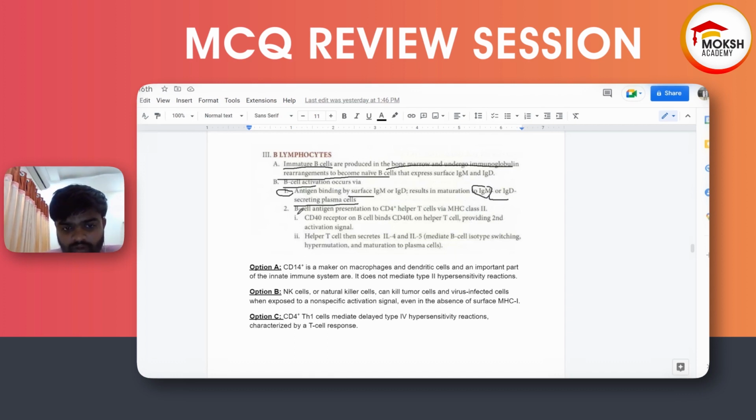CD14 is a marker for macrophages and dendritic cells, and it's part of the innate immune system. Natural killer cells are usually seen with tumor and virus infected cells. CD4 plays an important role in type 4 hypersensitivity, and that is a T cell response.